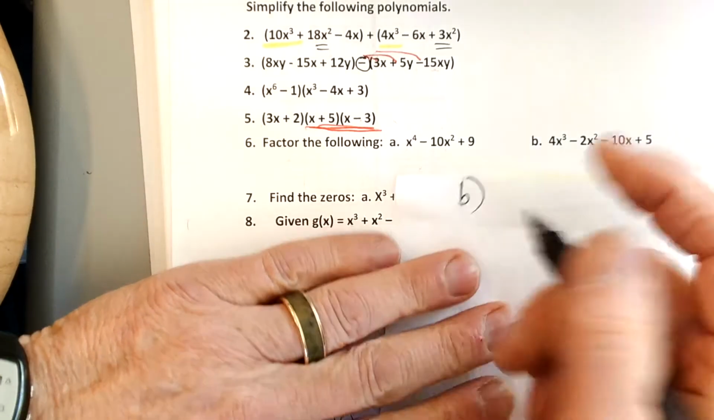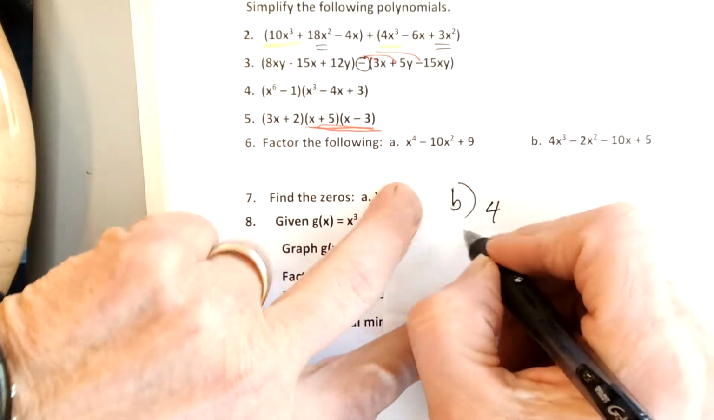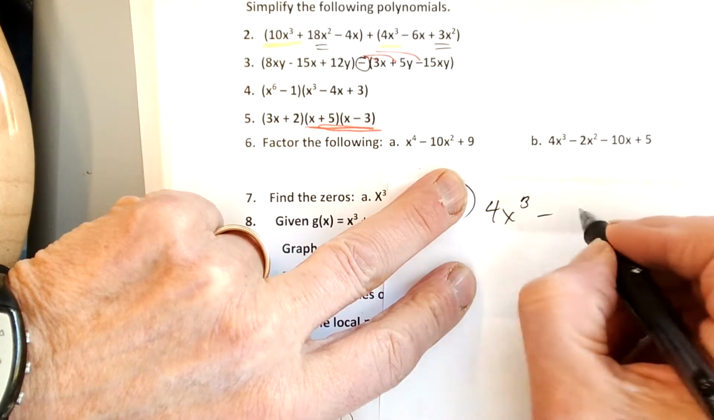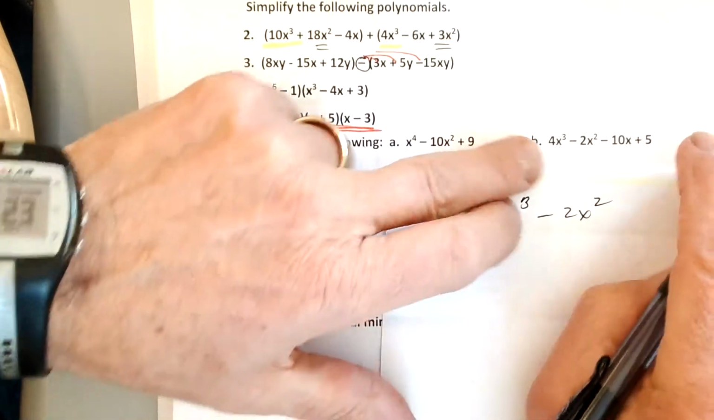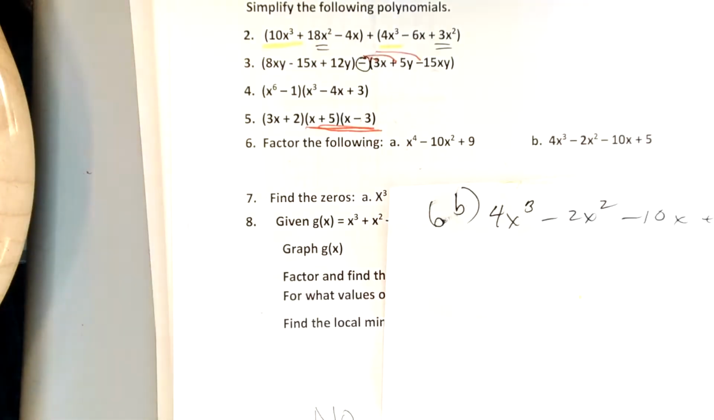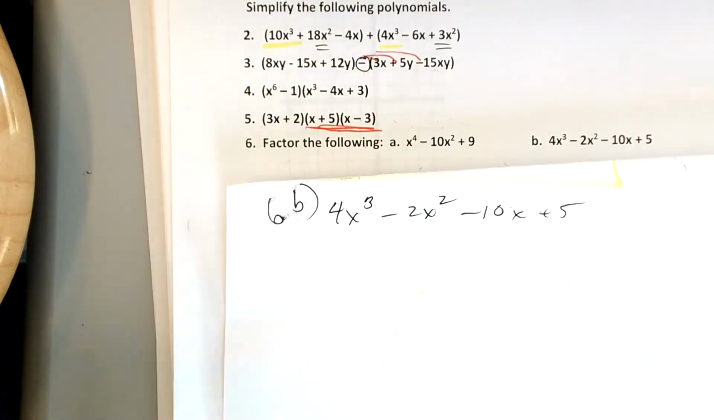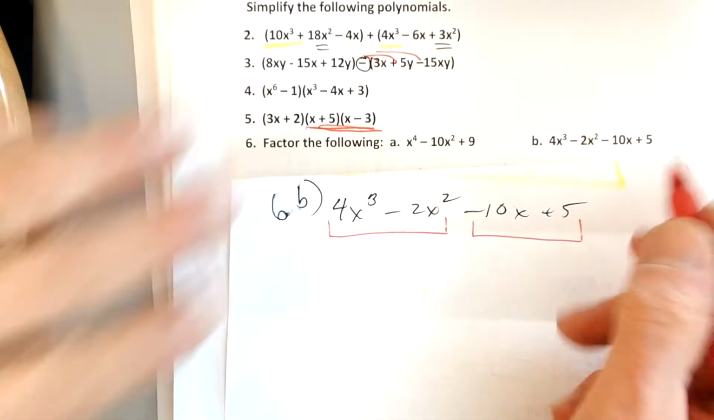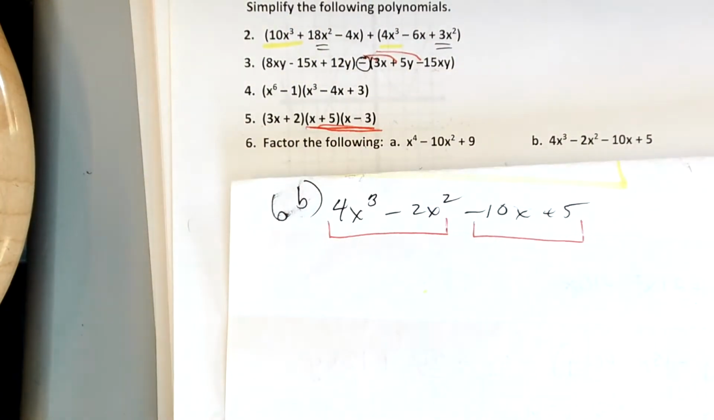So 6B, there's 4 terms, okay? 6B, we're going to have 4x to the 3rd minus 2x squared minus 10x plus 5. Okay, so if I'm going to factor this, I'm going to group. So I see 4 terms. I'm going to do it by grouping these two together and these two together. And hopefully I'll have something the same.